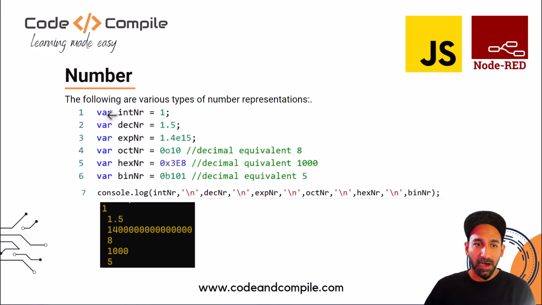If you type var intNumber, then you can just type a number, which is 1. If you want to have a number with a decimal point, you can write directly 1.5. This is kind of like a real number. And if you want to write the number in exponential format, you can just type the number followed by an e and then the power. So this will be 1.4 times 10 raised to the power 15. And if you want to display that, you will see the value like this.